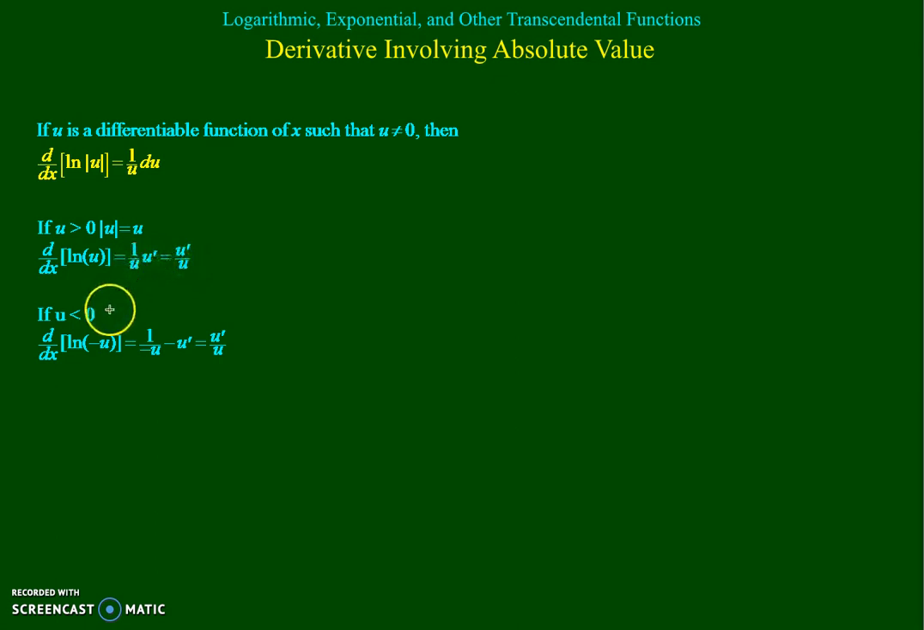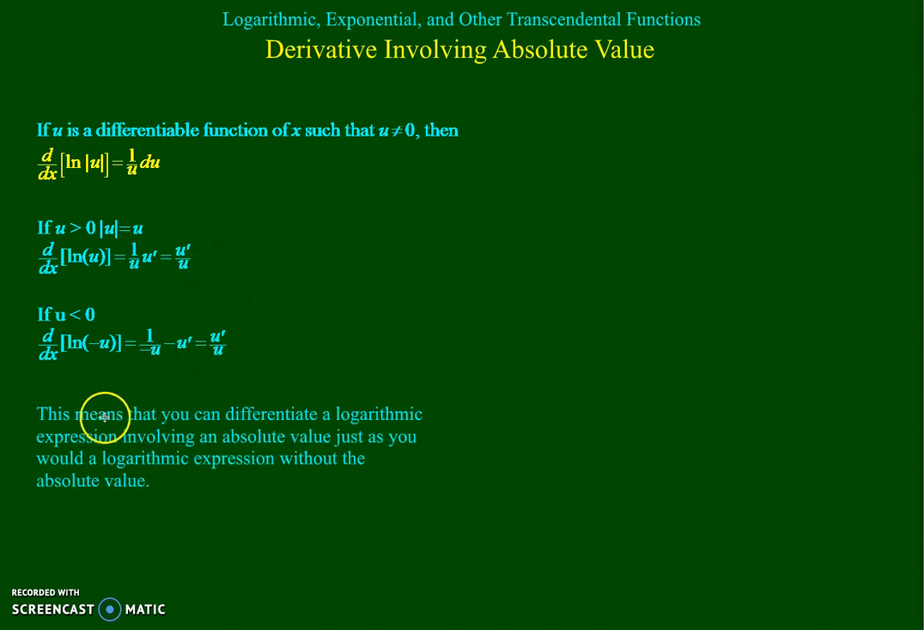Now if we take a look at the negative case, where u is less than 0, then the derivative becomes the natural log of negative u. And let's ignore the fact that natural log is only defined for positive values. Let's see what ends up happening before we actually take a natural log here. The derivative of this is 1 over negative u times negative u prime. And you can see that the negatives cancel out. Negative divided by a negative is positive. And so we're left with the same thing, u prime over u.